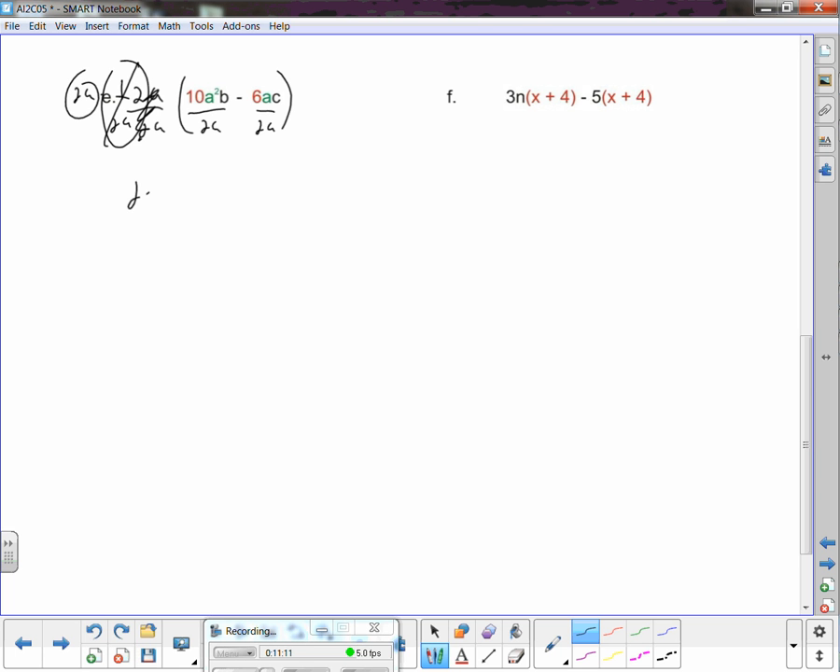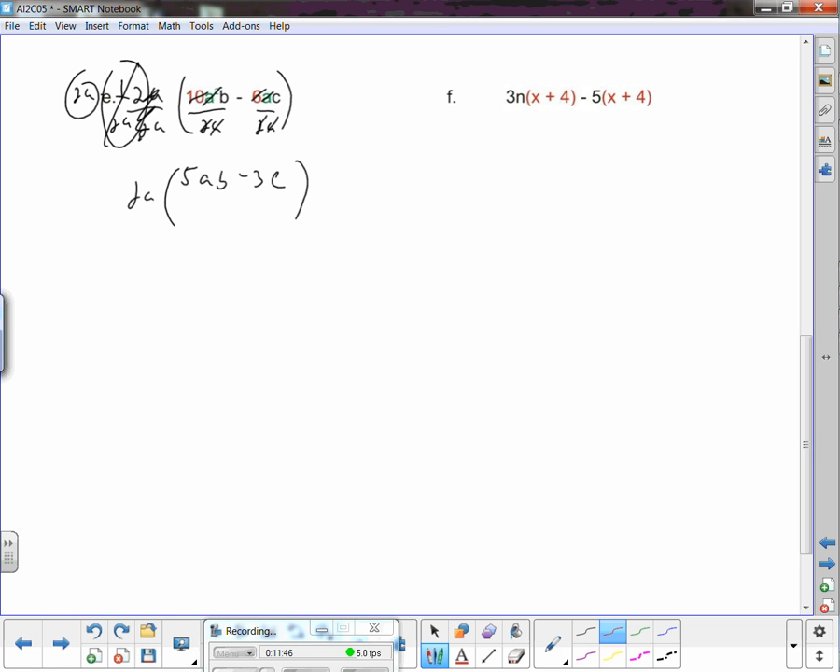I got a 2a out front. What happens when I divide 2 into 10? I get 5. A into a squared, I get a, and then the b. When I divide 2 into 6, I get 3, and a into a, that's a 1. And lo and behold, we end up with 2a times the quantity 5ab minus 3c. I mean, that's technically what's really going on, but it's so much simpler if you just find the common terms and take them out. We'll use that concept maybe one time down the road in a certain situation. I'll try to refresh your memory with it.